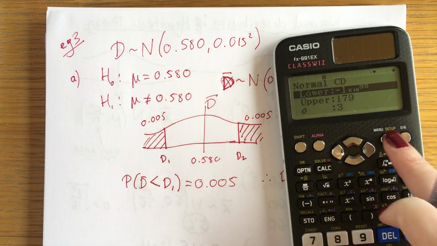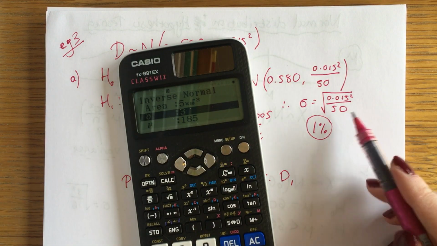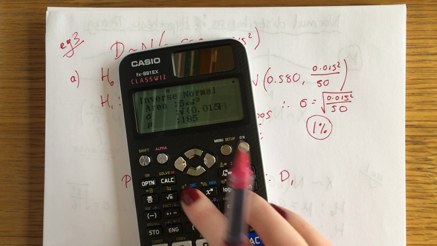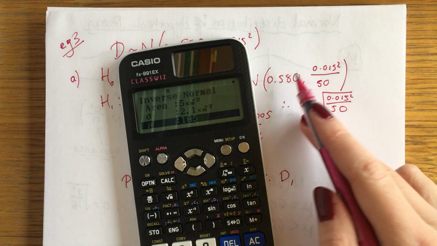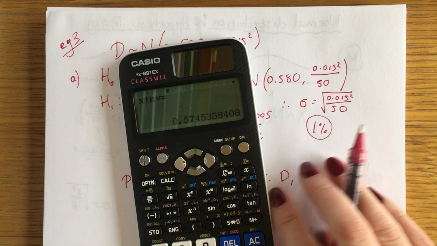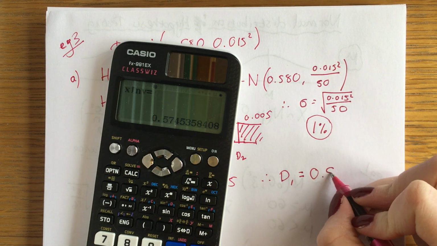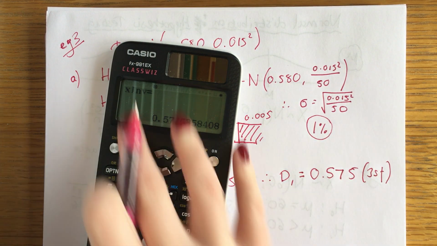So now I'm going to use inverse normal. So my area is 0.005. My standard deviation is the square root of 0.015 squared over 50. And my mean is 0.580. So the cut-off point, my lower critical region, is 0.575 to 3 significant figures.